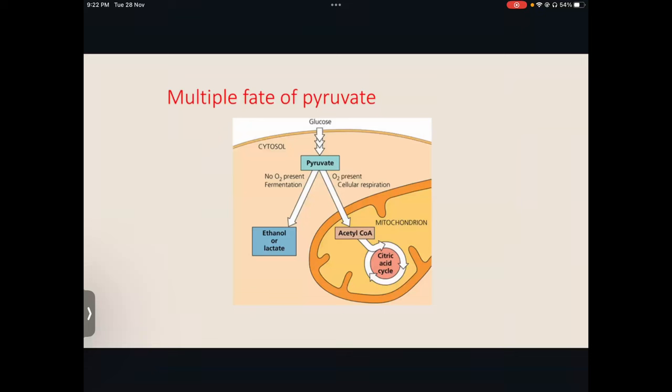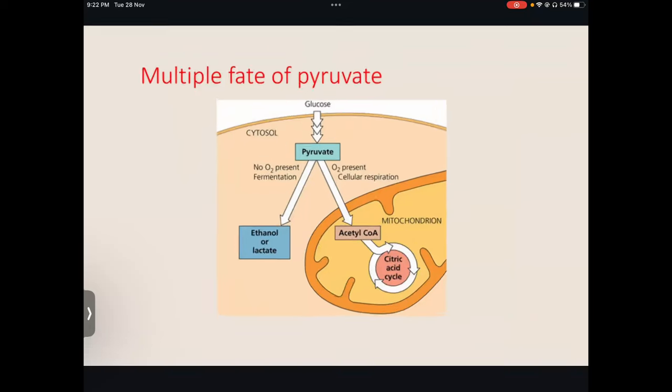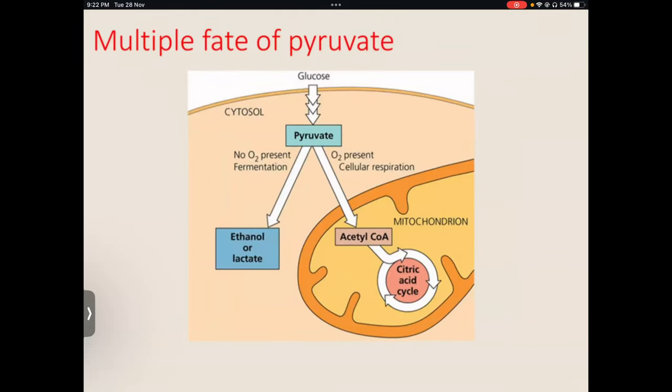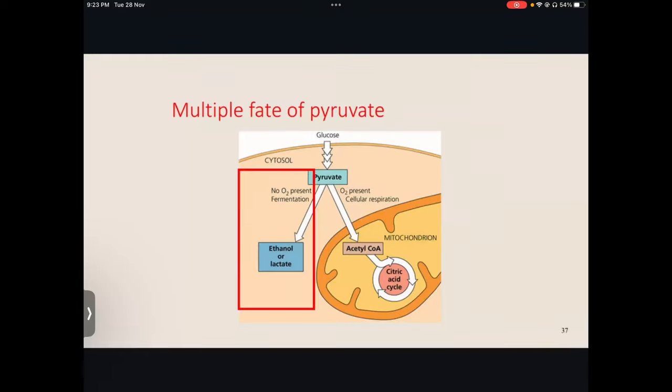Now, pyruvate. What happens to pyruvate after glycolysis is over? Pyruvate has two fates. It can either become ethanol or lactate when there is no oxygen present. This process is called fermentation. So when there's no oxygen, it will undergo fermentation. When there is oxygen present, it will continue the process of cellular respiration that we talked about earlier, via entering mitochondria. And this is where Rafi is going to take off tomorrow, inshallah, your next tutor, who will explain to you what happens then to pyruvate in the mitochondria via the Krebs cycle and the ETC and everything.